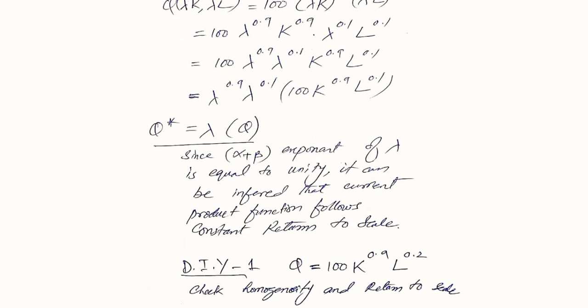We can also do this with the help of a numerical example, and that will make things much easier to understand. For example, we have this numerical in which the value of capital A is 100, the value of alpha is 0.9, and consequently the value of beta is 0.1. So you can see the sum of these two is 1.